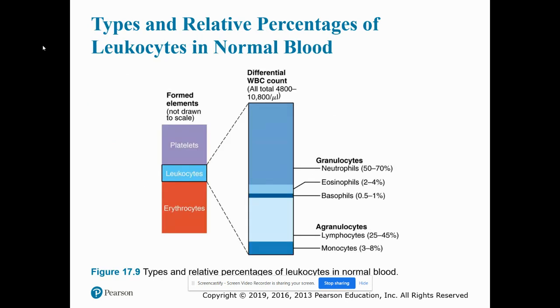So this slide, again, is kind of like saying formed elements, and this is not to scale, not even remotely to scale. But we have the erythrocytes down here, then leukocytes would sit up on top. And then if we were to open this up and look at this, we would see that the majority of white blood cells are neutrophils. And then next, we have lymphocytes, which are agranulocytes. Then we have monocytes, which are agranulocytes. Then eosinophils, which are granulocytes, and basophils, which are granulocytes.